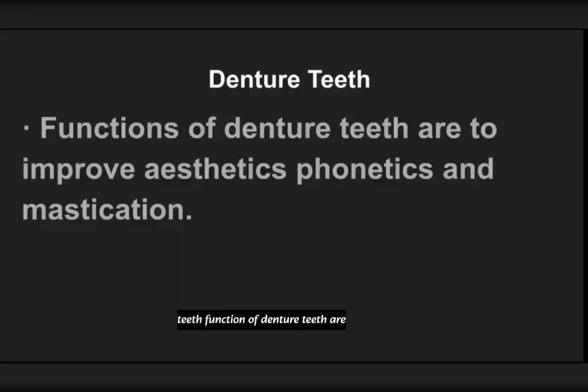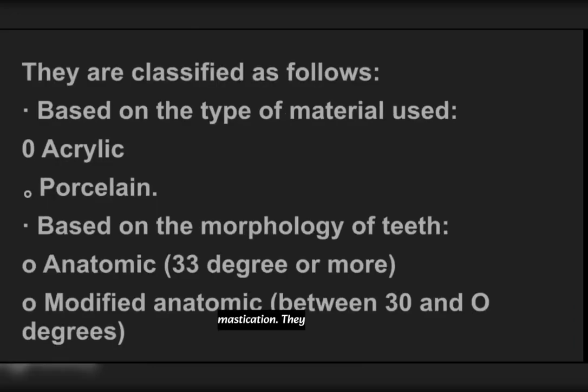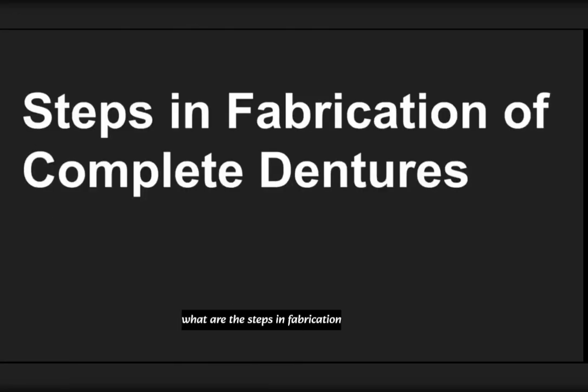Now denture teeth. The functions of denture teeth are to improve aesthetics, phonetics and mastication. They are classified as follows. Based on the type of material used: acrylic and porcelain. Based on the morphology of the teeth: anatomic, 33 degrees or more, or modified anatomic, between 30 to 0 degrees.